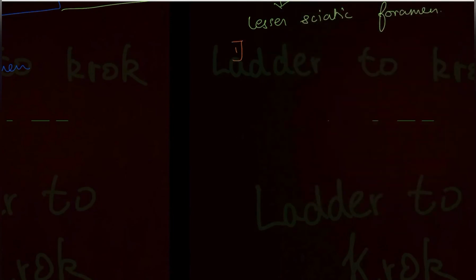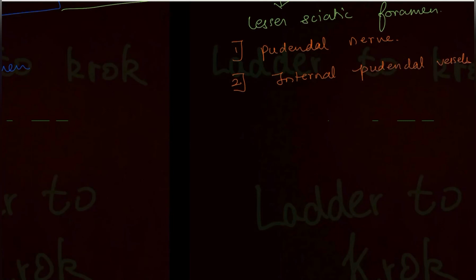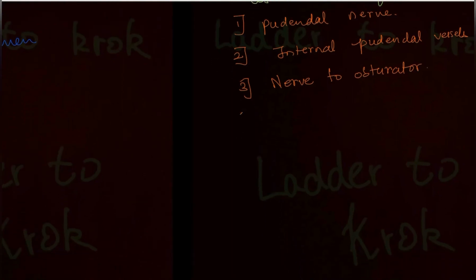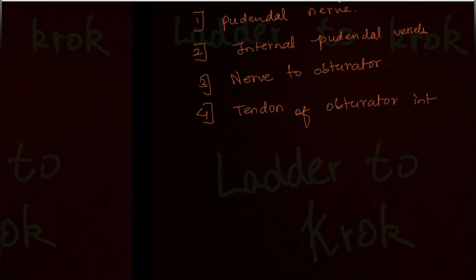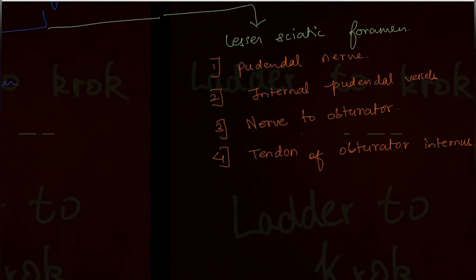So the first structure which passes through here is the pudendal nerve. The second structure which passes is internal pudendal vessels. The third structure which passes is nerve to obturator internus, or we can also call this obturator nerve. The fourth structure which passes is tendon of obturator internus. Now, you can remember this by the simple mnemonic, P-I-N-T. That is what? Pint. So it will help you remember them easily.